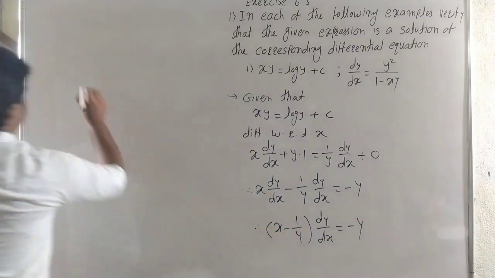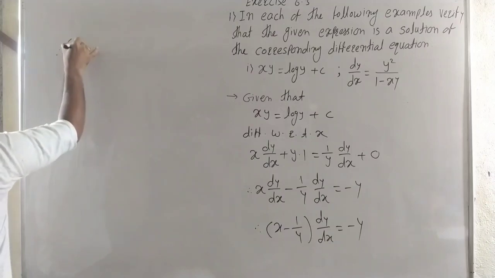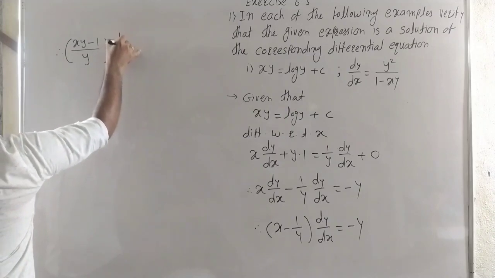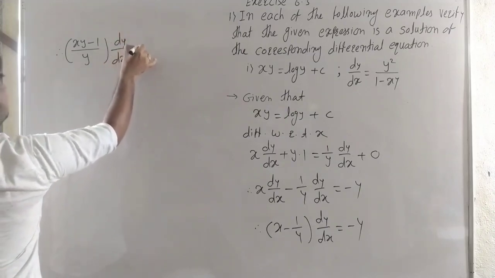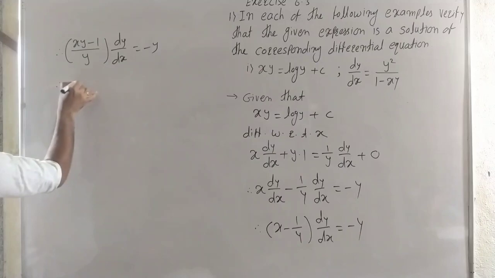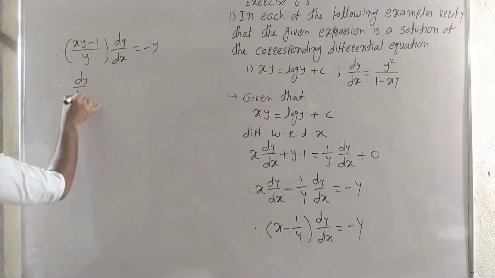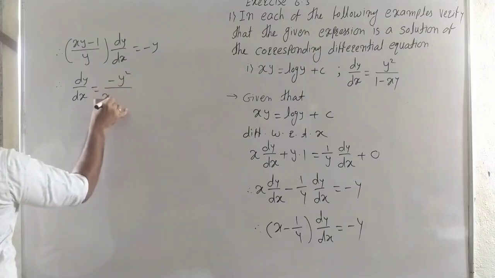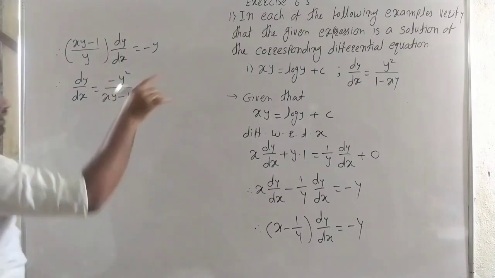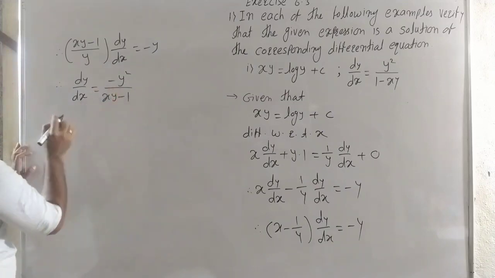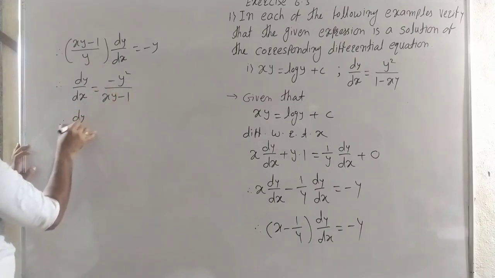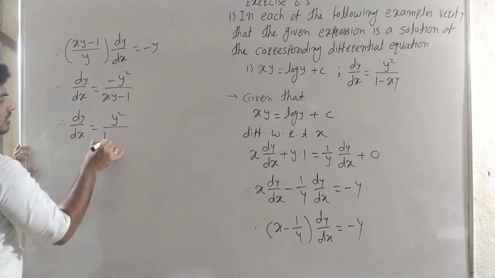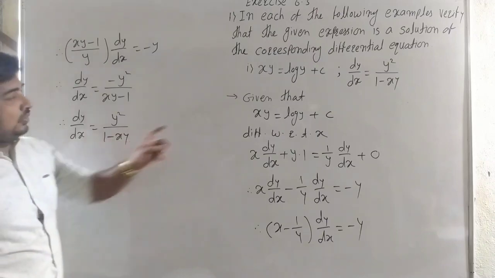Now take the calculation. (xy minus 1) upon y, times dy by dx, is equal to minus y. Therefore dy by dx is equal to minus y square upon xy minus 1. But we write y square upon 1 minus xy: multiply the minus into the numerator and denominator. So dy by dx is equal to y square upon 1 minus xy.